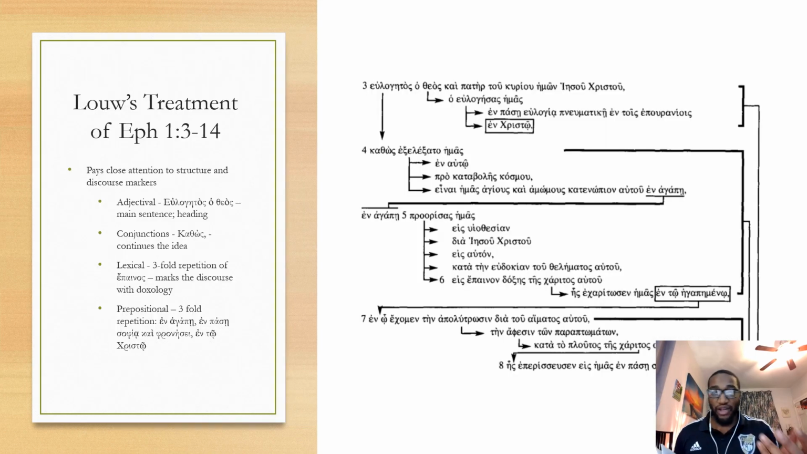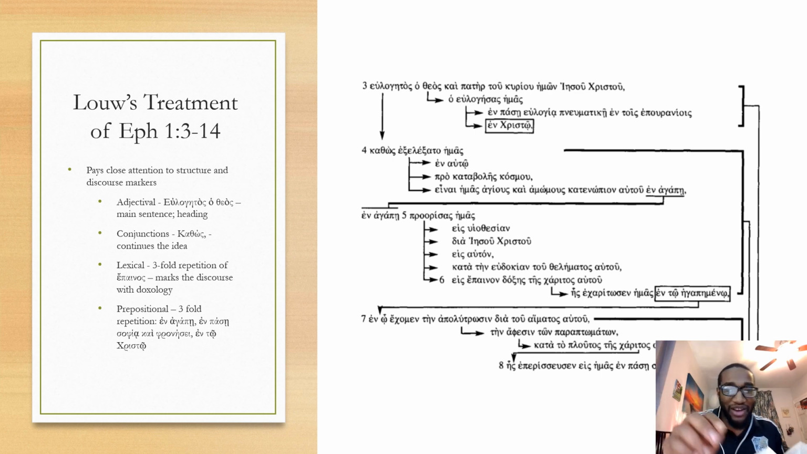But then in contrast, you have Louw, from Louw and Nida. You have his treatment of Ephesians 1:3 through 14, and it's heavy text linguistics. You can even see in the outline how he's flowing these thoughts and ideas. He pays close attention to structure and discourse markers. So you have adjectives, conjunctions, lexemes, and prepositions all being emphasized, and how they all fit together to make an idea.